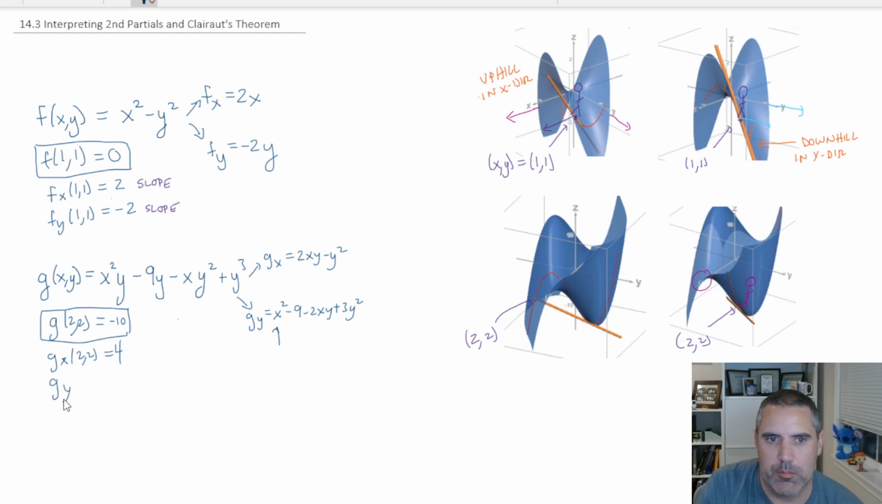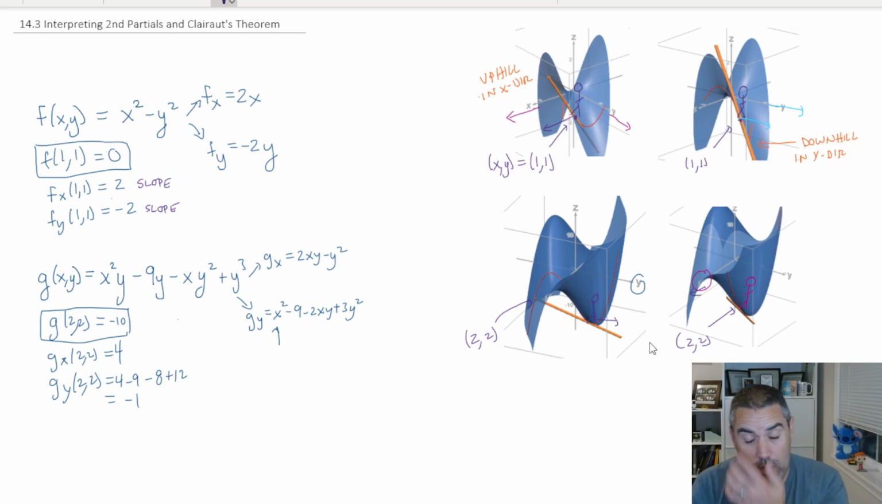So let's do the partial with respect to y. At 2, 2, it's going to be 4 minus 9 minus 8 plus 12. Negative 17. It's negative 1. Yep, negative 1. So that's looking this way. If I'm standing here and I look in the positive y direction, it's going to be slightly downhill. Those were a little harder to see just because of how I turned that. That was unintentional. But that's what those mean. Those are just slopes. And it always means looking in the positive x direction or positive y direction.